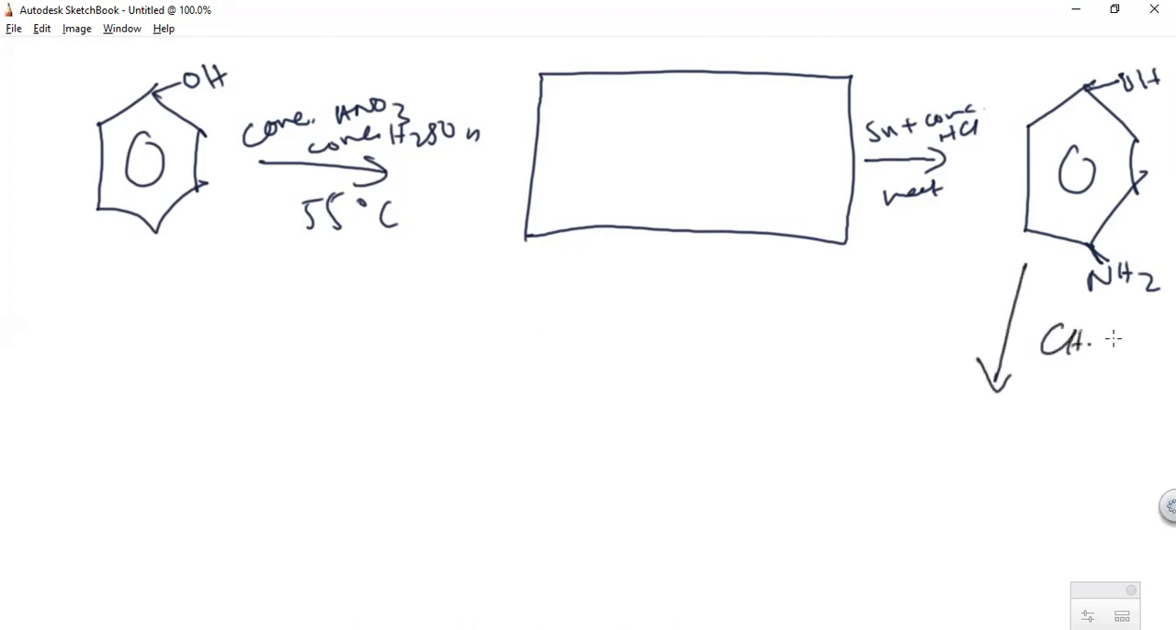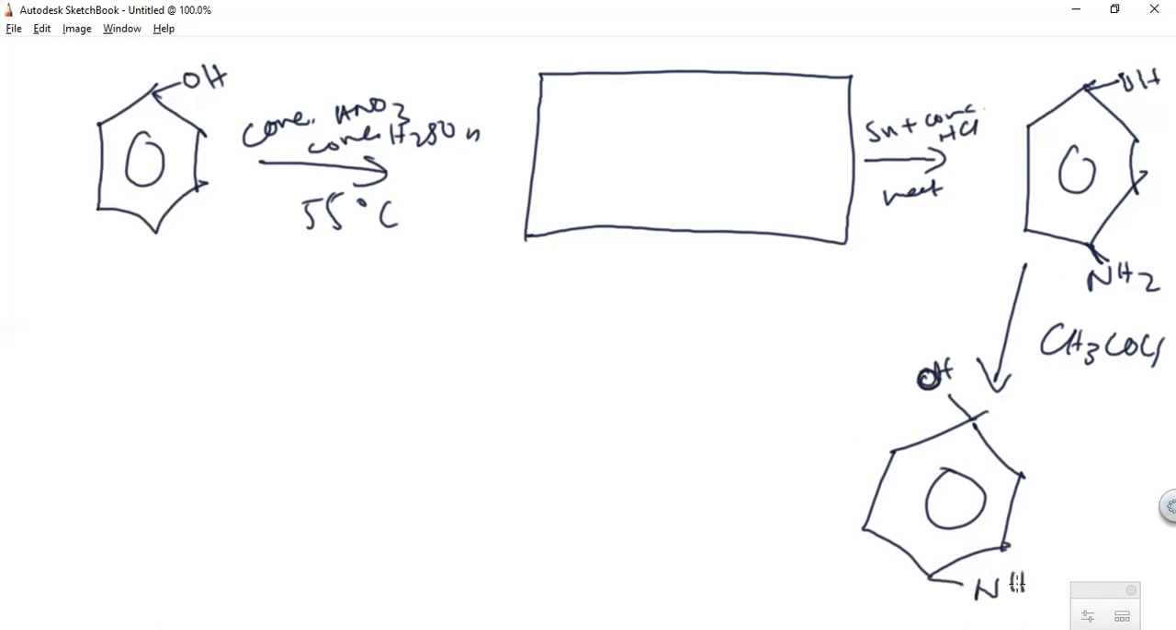Now, when we add CH3COCl, we get this molecule. There's an interesting piece of information I'll be sharing after we solve this question. This is OH, and we are having here NHCOCH3. Okay, so now let's see what is happening.